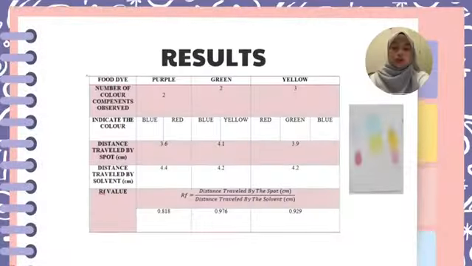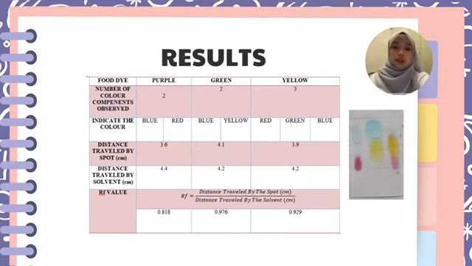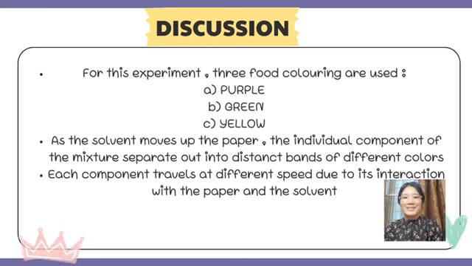Here are the results of our experiment. Based on this, we can see what components are present in each of the colors. The RF values for each of the colors have also been counted and obtained. Purple, green, and yellow coloring food are used for this experiment. As the solvent moves up the paper, the individual components of the mixture separate out because each component travels at a different speed due to its interaction between paper and the solvent.